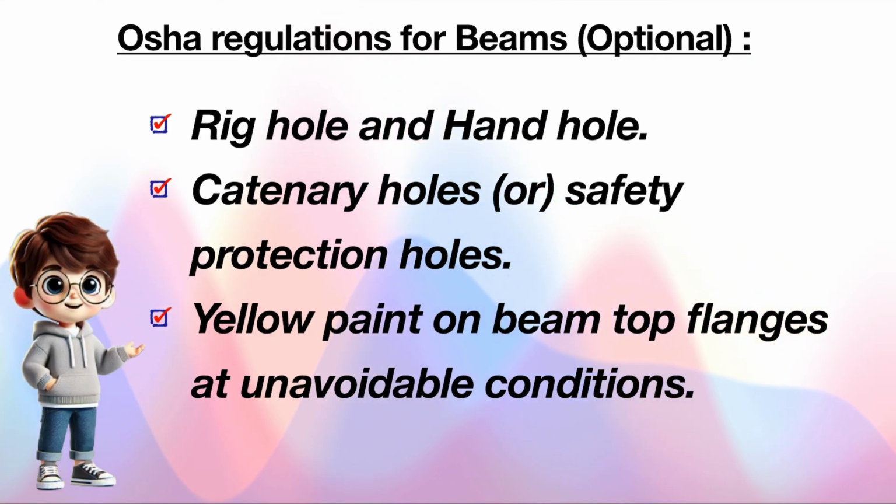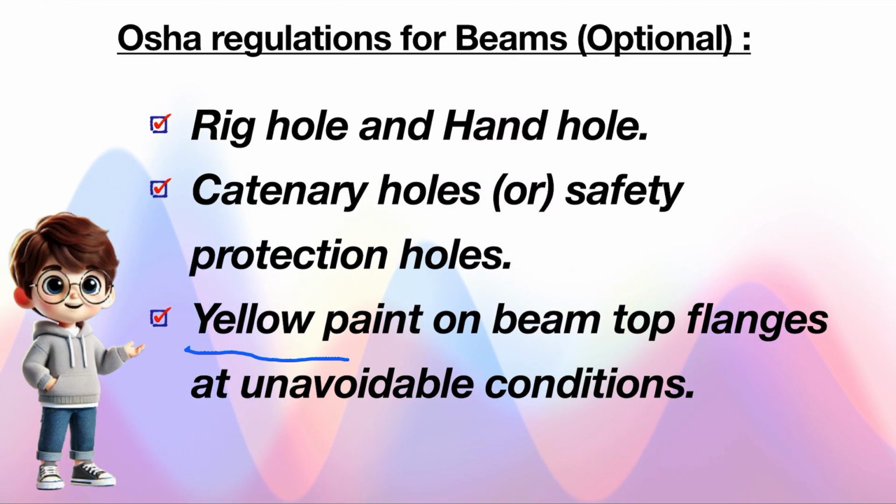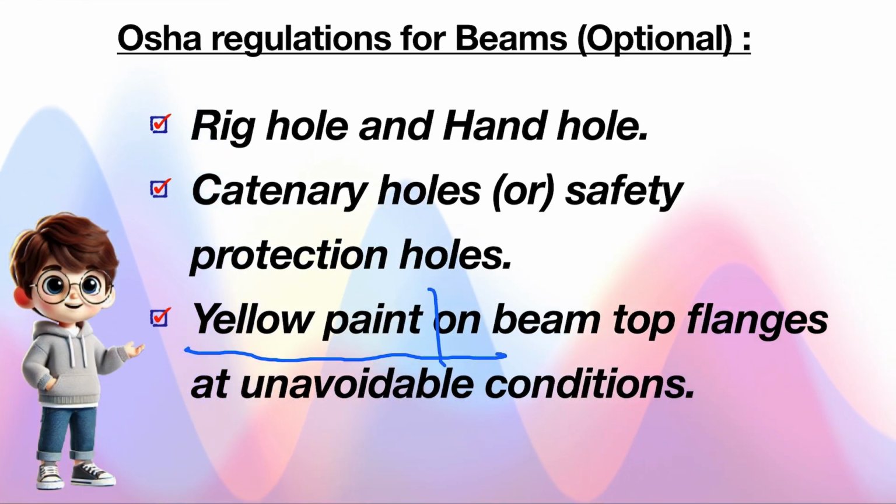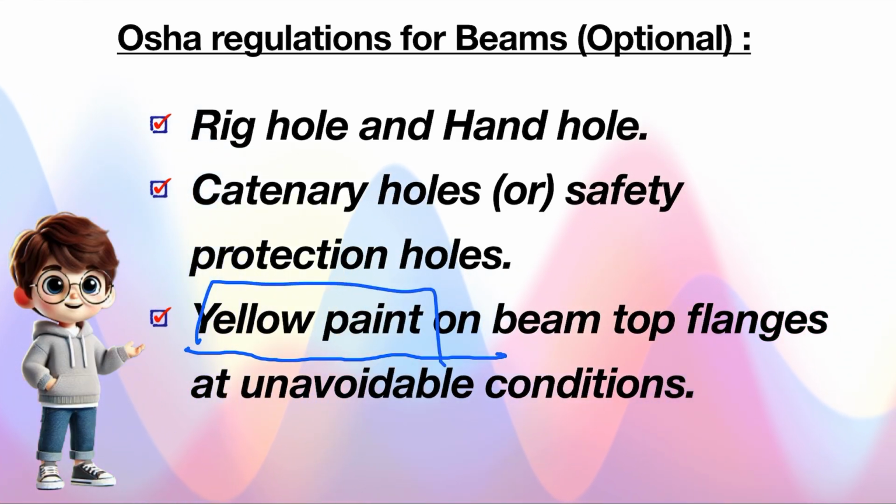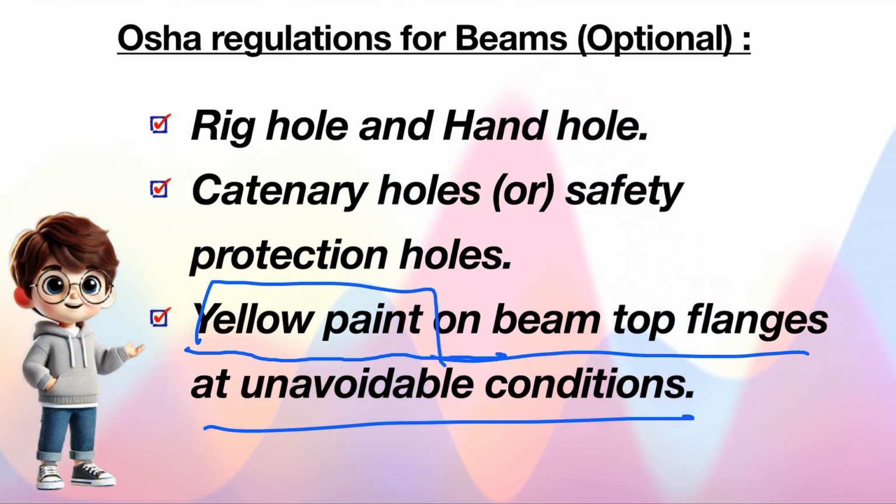Next, there will be some unavoidable conditions where for sure we need to weld things on the beam top flange. In that condition, if you need to weld something, then we need to paint them with yellow paint, so that while walking, the erector can identify it very quickly. Okay.